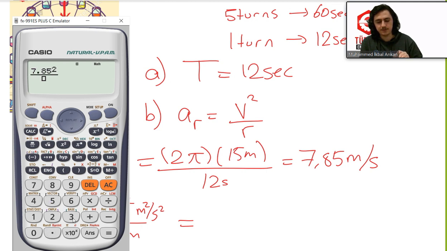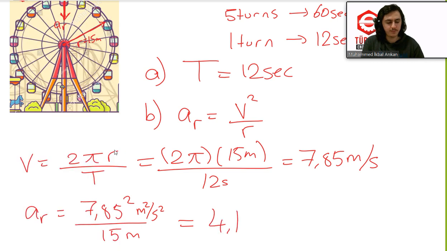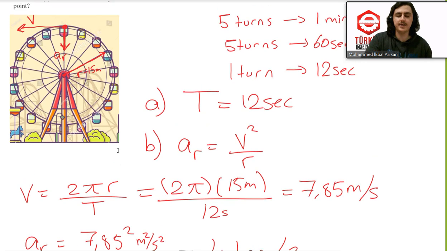7.85 squared divided by 15 will give me 4.1. 4.1 meter per second squared. I will have an acceleration.